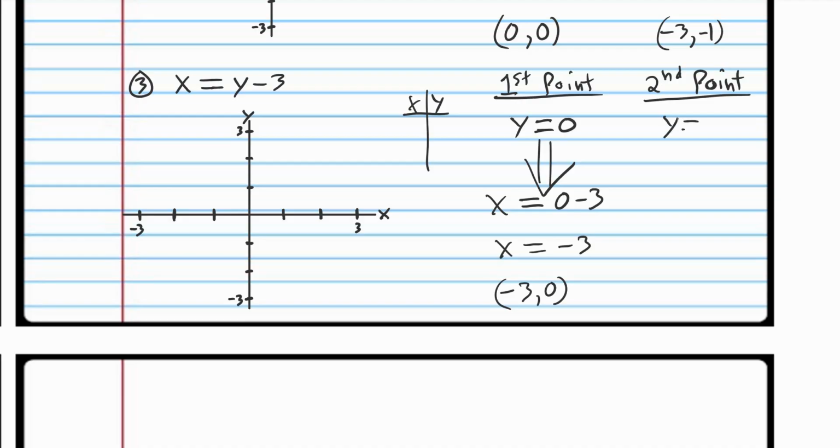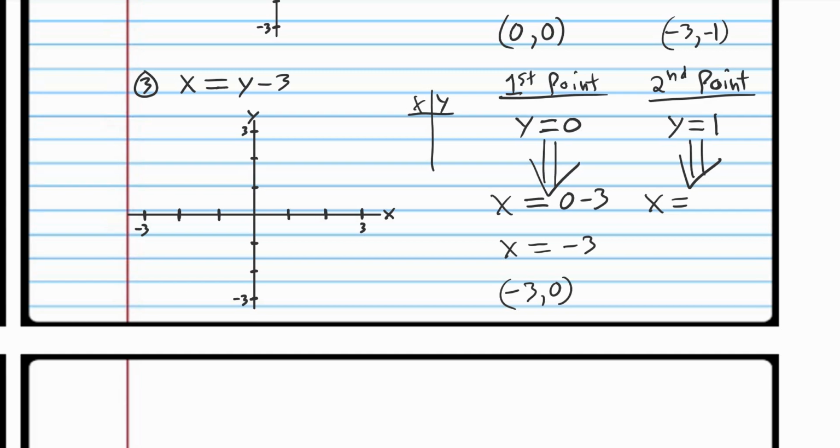And let's let y equal +1. And again, not all points are going to work here. Because if you go out of your window, if you find a point up here in this region, it might work, but it's out of your window, so you can't choose that point. If I choose y equals 1, then x is equal to 1 minus 3, which is -2. So our coordinate is -2, 1.